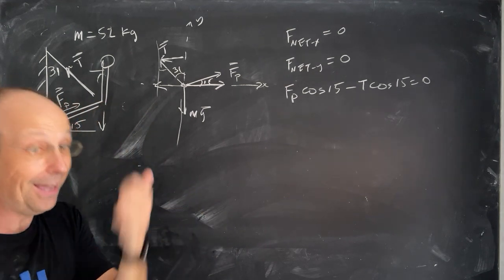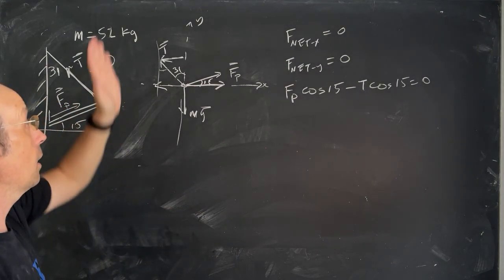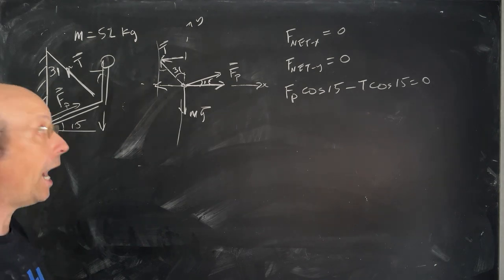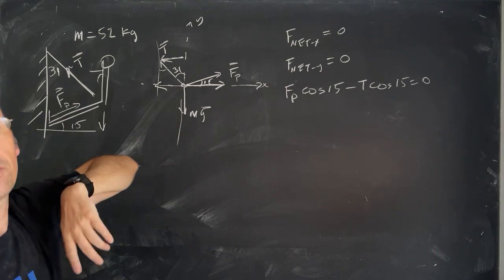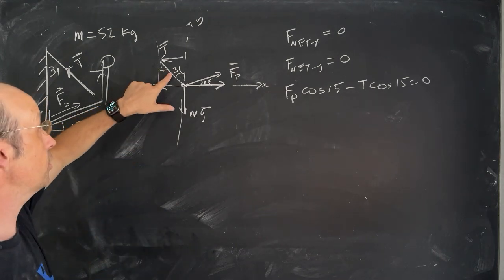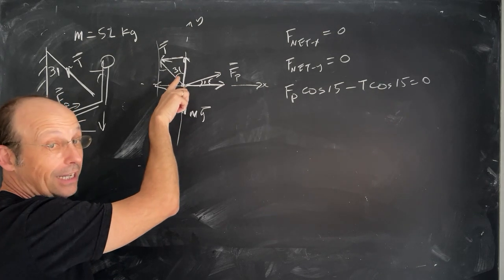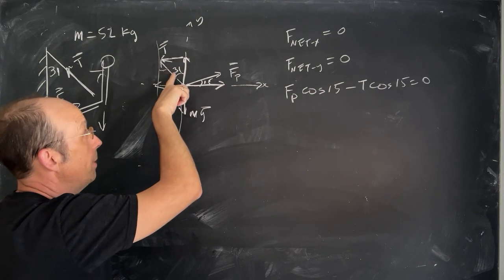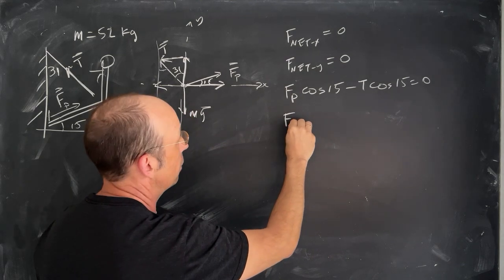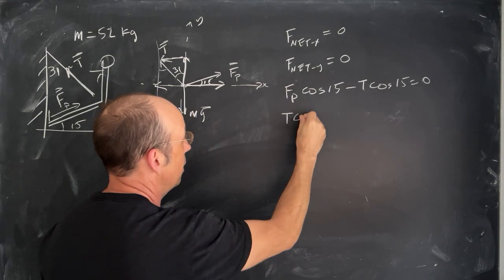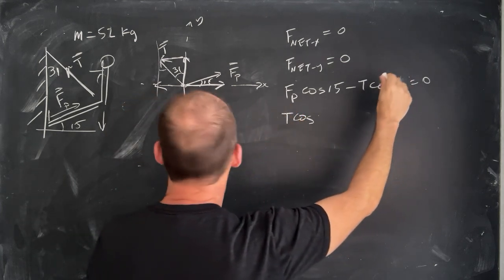Now I don't know FP, I don't know T, so I can't solve that equation. Let's switch over to the y direction. So now what forces are in the y direction? I have all of these. I have some component in the y direction. Let's start with this one. Here's my y component of the force. That's the adjacent side to that right triangle. So it's going to be cosine. It's going to be FP. That's going to be T. T cosine 31.